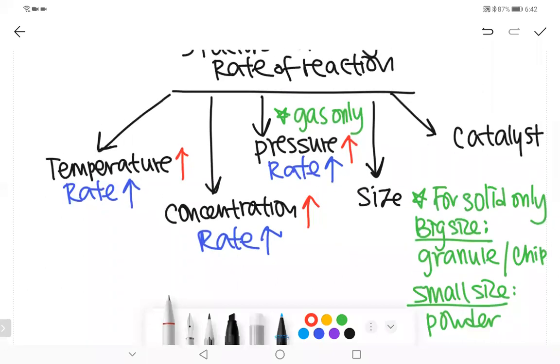Okay, size is a bit terbalik, the opposite. You see, previously all increase together. Temperature higher, rate higher. Concentration higher, rate higher. Pressure higher, rate higher. Size is the opposite. The smaller the size, the higher the rate.